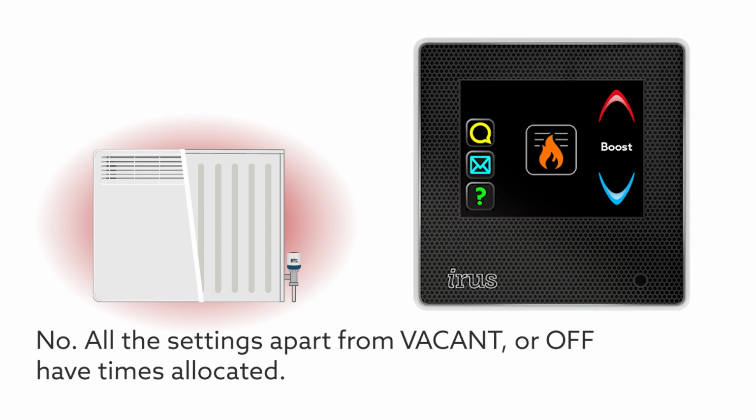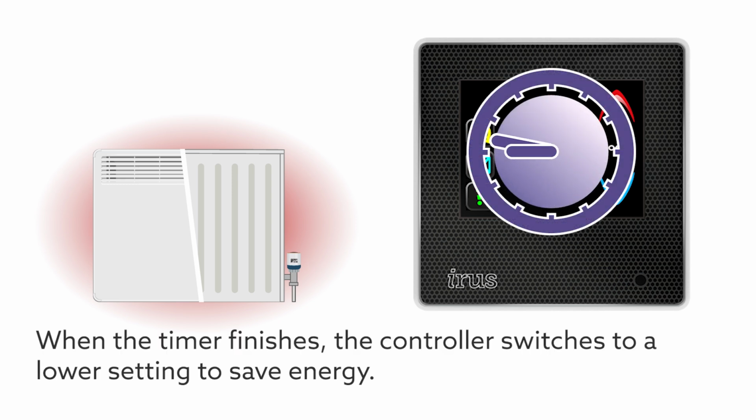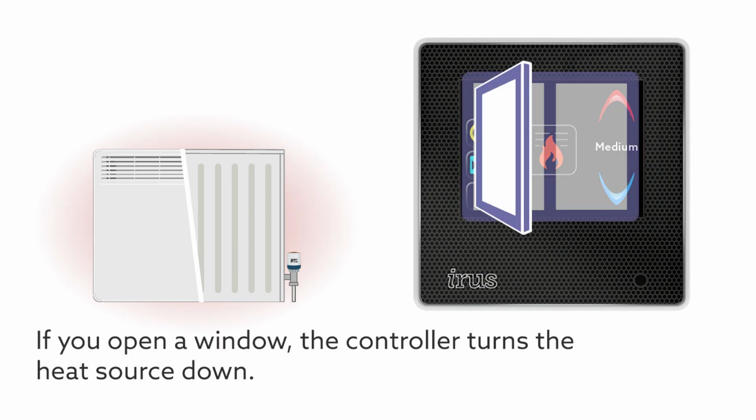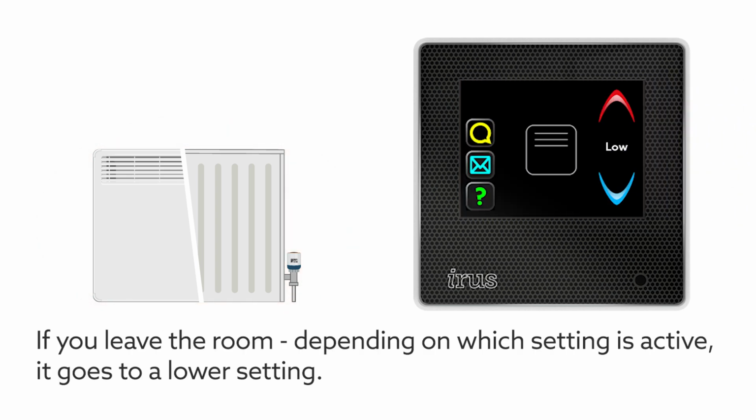Is the heat source on all the time? No, all the settings apart from vacant or off have times allocated. When the timer finishes, the controller switches to a lower setting to save energy. If you open the window, the controller turns the heat source down. If you leave the room, depending on which setting is active, it goes to a lower setting.